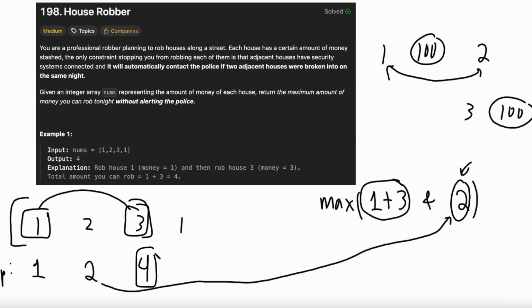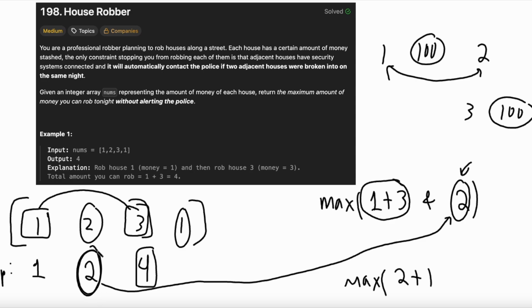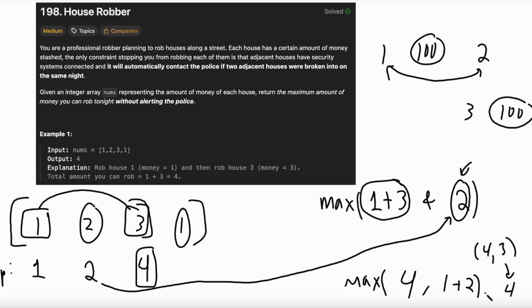For every single position, we get it by using this formula. It's the max of the current house plus the maximum amount of money that we can get from the house previous to the previous one, and the amount of money that we can rob from the previous house, right? So that's the idea. So let's extend it to the last 1. It's simply the max of 2 plus 1, and 2 is this 2, not this 2, and the previous house, 4, comma, 1 plus 2. So that's the max of 4 and 3. So obviously that gives 4, which is how we got the answer 4.